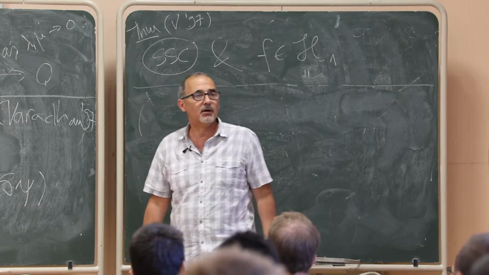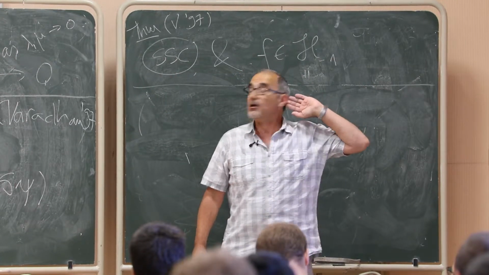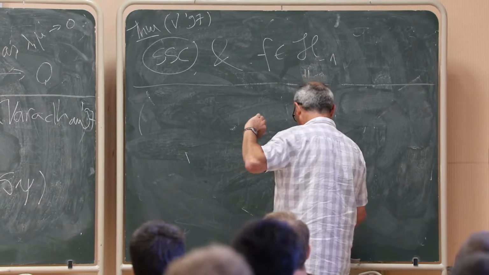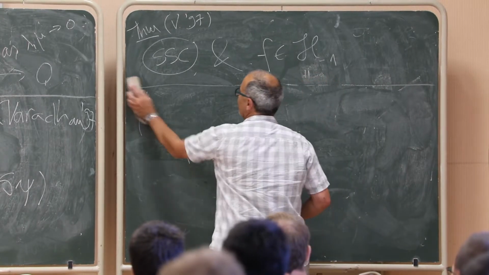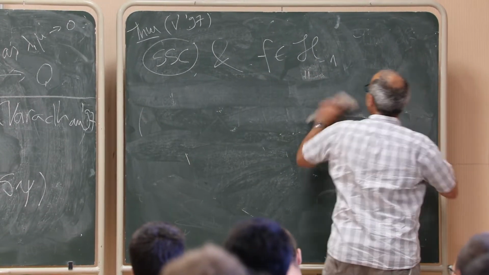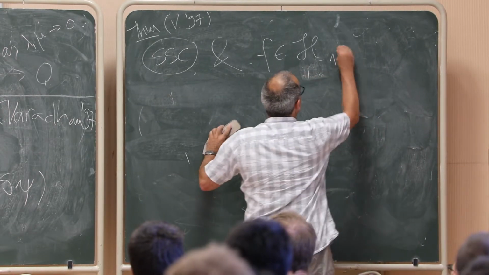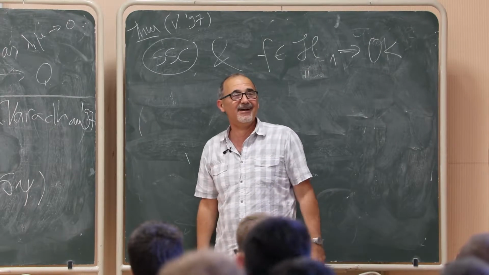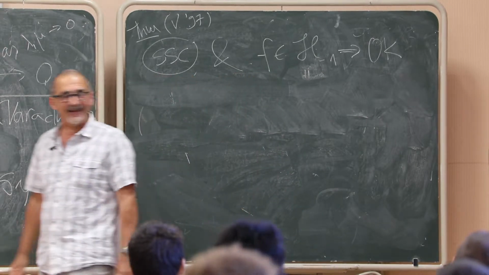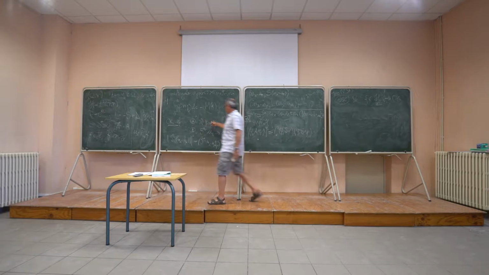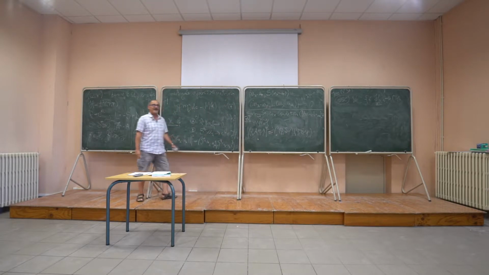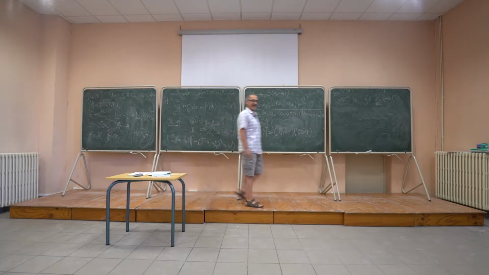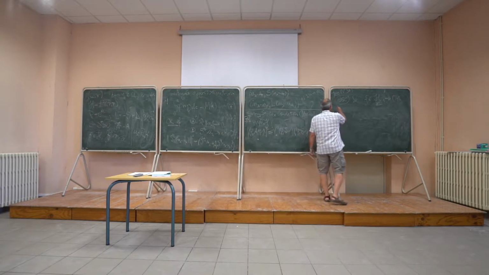Question? What's the conclusion of the theorem? Oh, I'm sorry. The conclusion is: if that implies okay, is that fine now? Then these two hold. That's the conclusion of the theorem. Thanks. Very important.